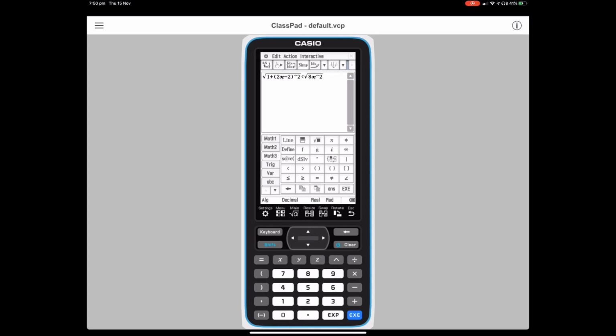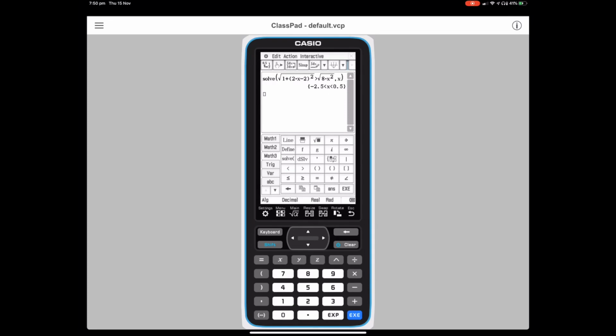8x squared. Interactive advanced solve. Okay, when x is greater than a half or x is less than 2.5. Oh, we want it to be greater than. We want the speed to be greater than. Other way around.